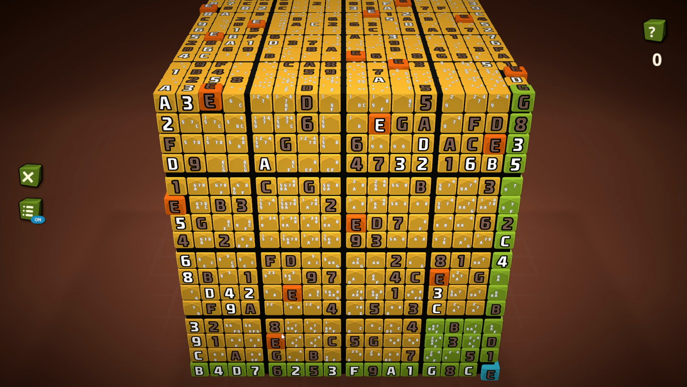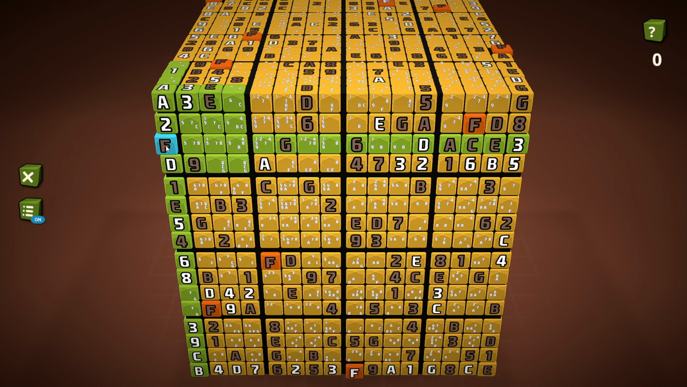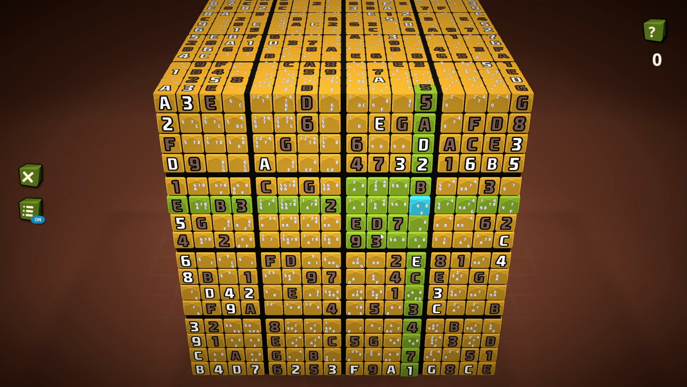Alright. Column is missing an E, but that can't be. That one can't be. None of these can be. So only this one here could be an E. Column is also missing an F. Okay then. Alright.